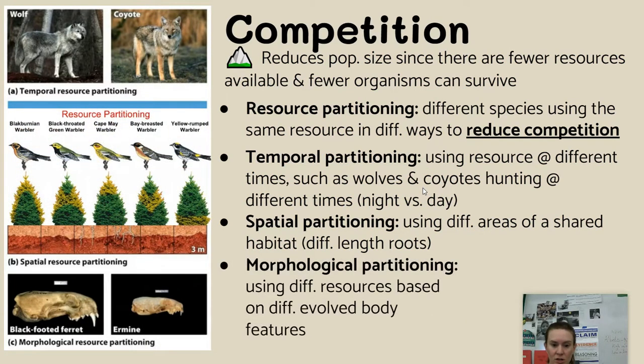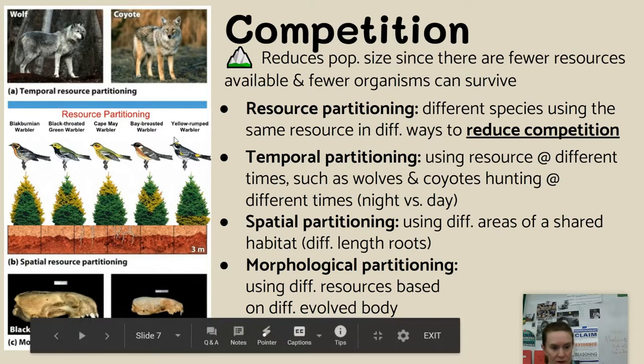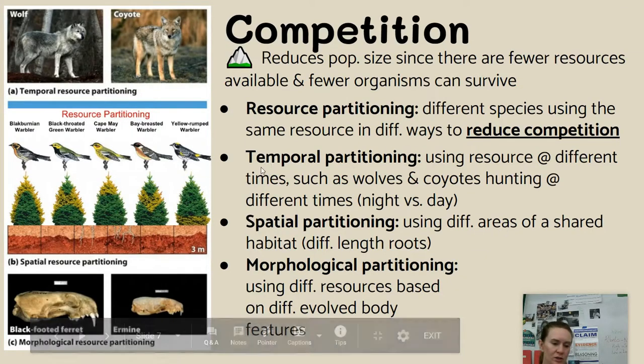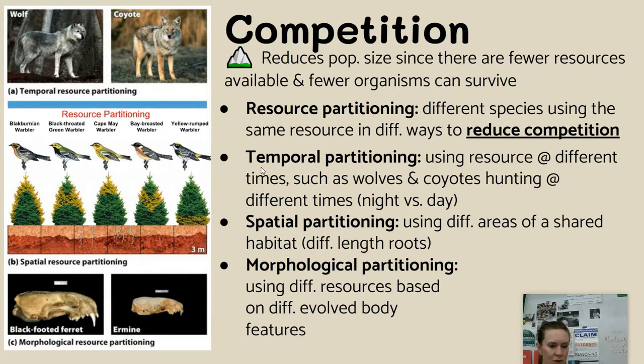Morphological partitioning is using different resources based on different evolved body features. So an ermine versus a ferret, if you look at that, well, how do I get this out? I think if I just leave my mouse up here. If you look at the skulls, the ferret has a very different tooth structure than the ermine, which allows them to use resources in different ways because the bite is different.